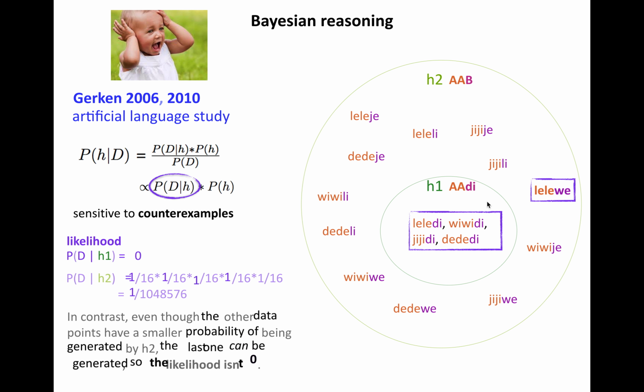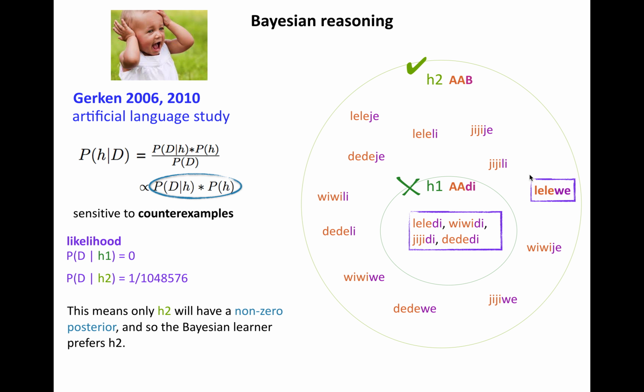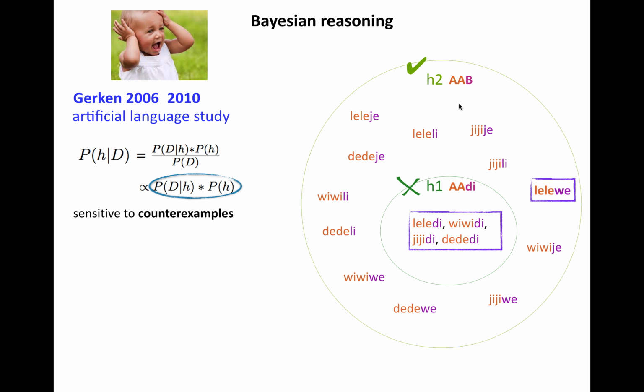Compare that with our more general hypothesis, where each individual one is a little less specific, but you can generate them all. So now you get a likelihood that is small, but not 0, right? So 0 versus not 0, guess which one wins? The not 0, right? So that's how you move from the more specific to the more general hypothesis based on these kinds of counterexamples, right? So again, only the more general hypothesis, H2 in this case, is going to have a non-zero posterior. So that's why the Bayesian learner is going to prefer H2.